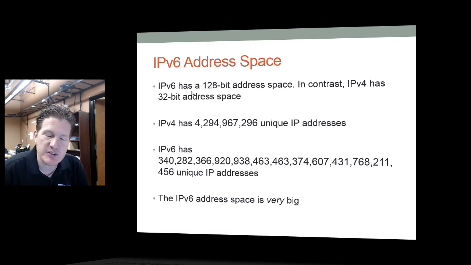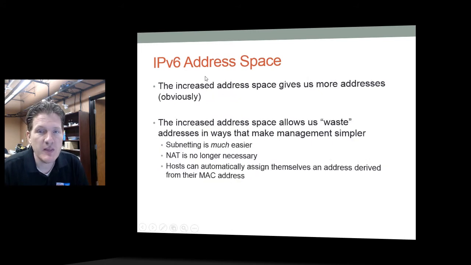Because IP version 6 has so many possible addresses, we can do some things. We can be very liberal with the use of IP addresses, whereas in the past we've been restricted by the size of the address space. So the IP address space is very big. This gives us more addresses, but it also allows us to use addresses in a way that we could never do before.